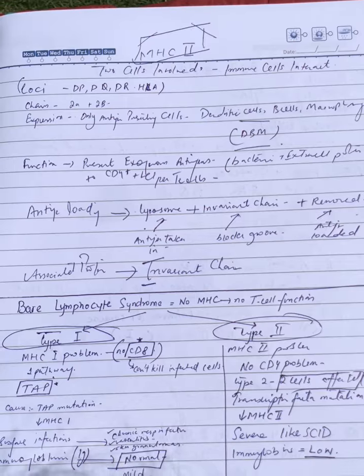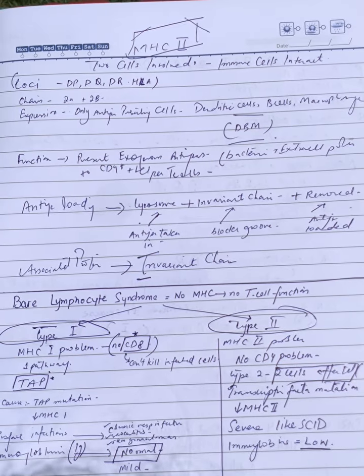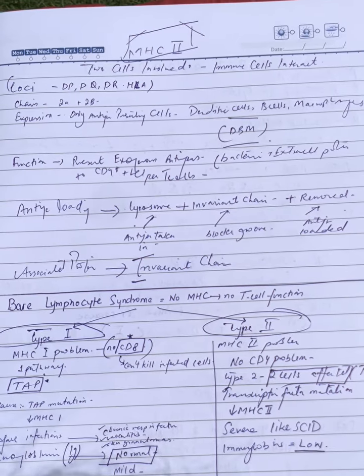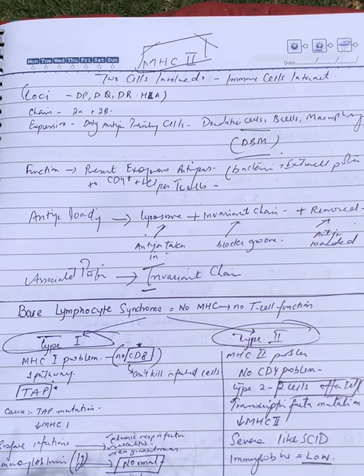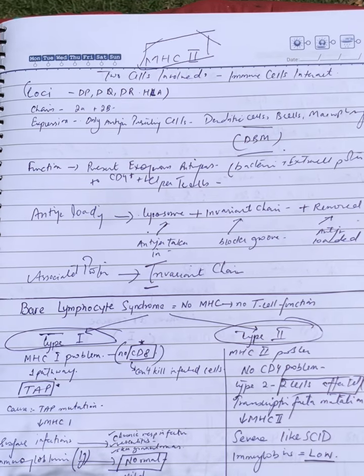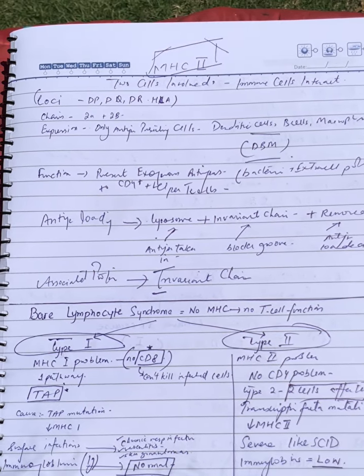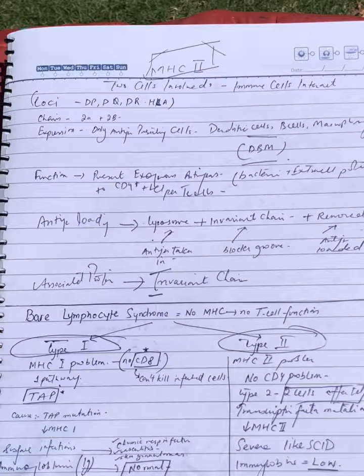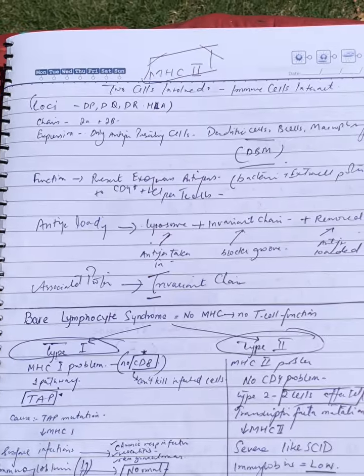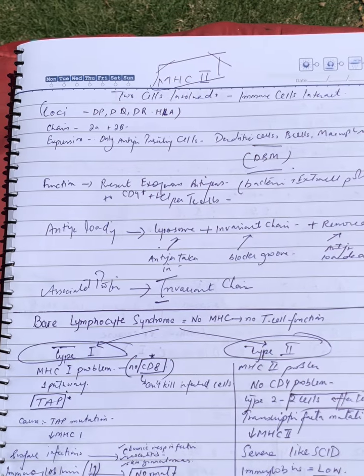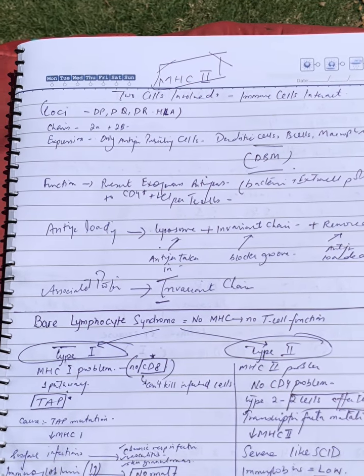The function is to present exogenous antigens, such as bacteria and extracellular proteins, to CD4 cells, the helper T cells, not the cytotoxic T cells. Cytotoxic T cells are involved in MHC1. The antigen loading is via the lysosome. The lysosome takes the antigen, and there is an invariant chain that acts as a blocker, and then the antigen is loaded. The associated protein is the invariant chain.